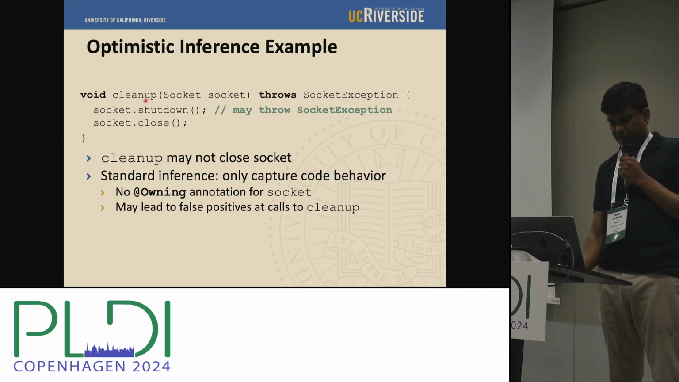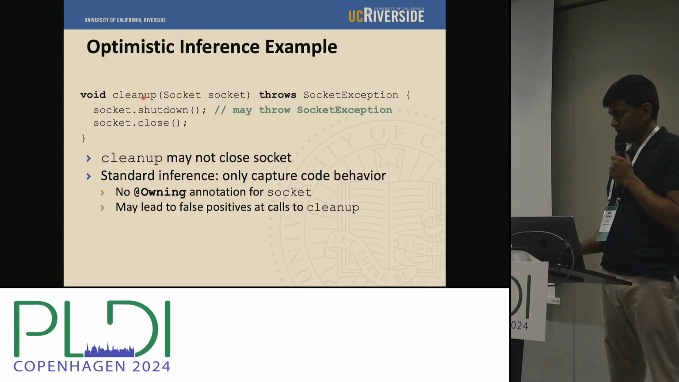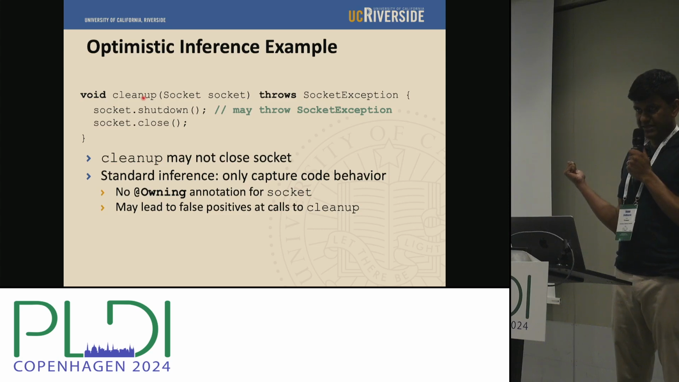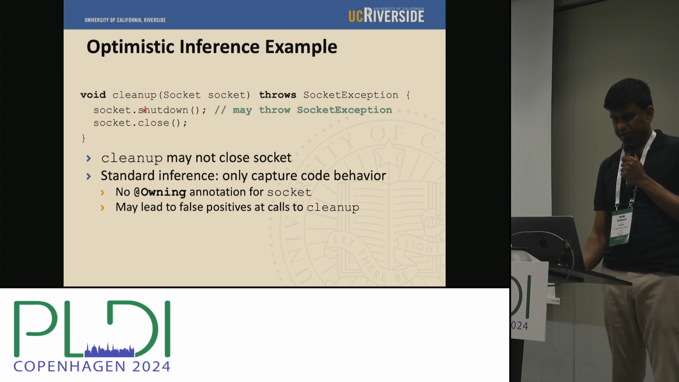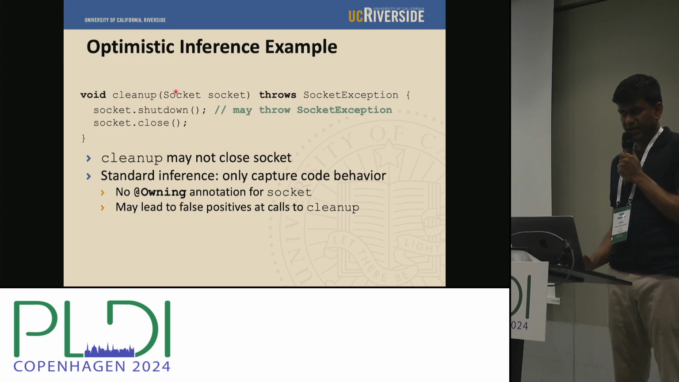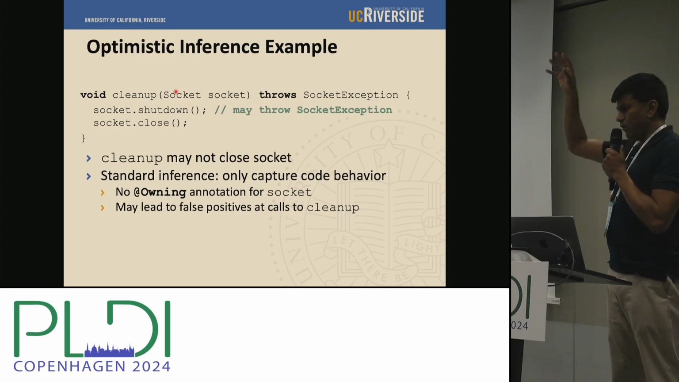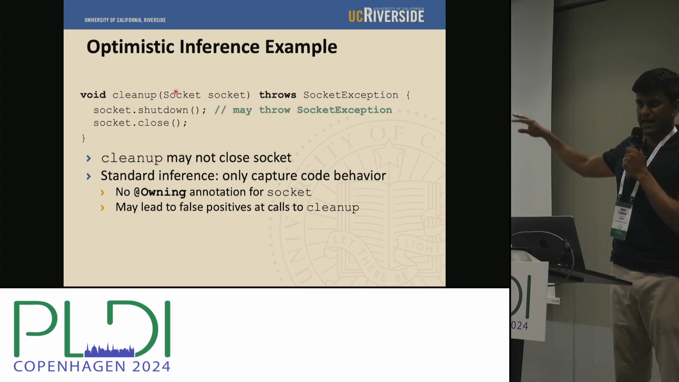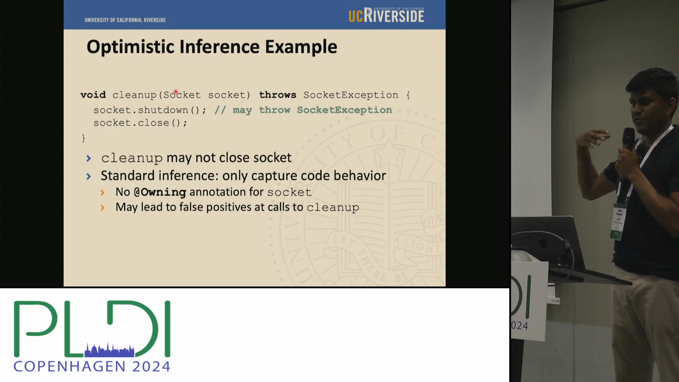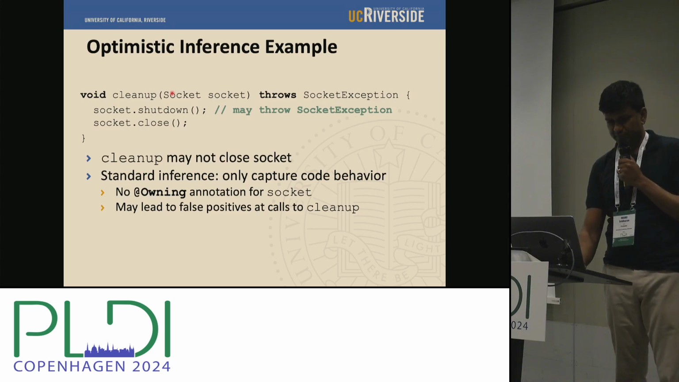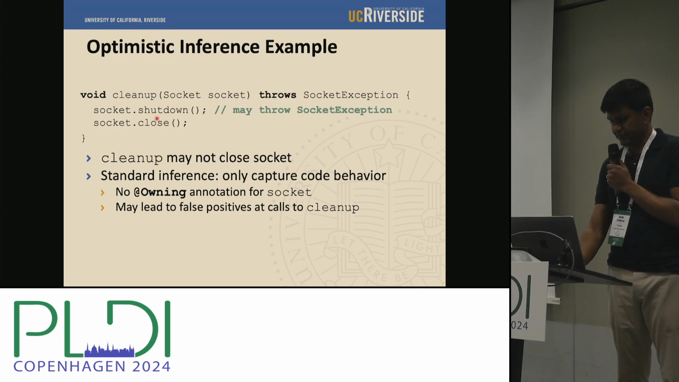Because potentially you have a bunch of callers who are already relying on this cleanup routine to actually close the socket. And sure, there's a bug here, but if I don't infer this owning annotation, then when I run the checker, you're going to get errors reported at all the client code that's relying on this cleanup method. It's going to say, hey, you're not closing this socket. And that's really not the best output of the tool, right? The bug is really right here that needs to be fixed.